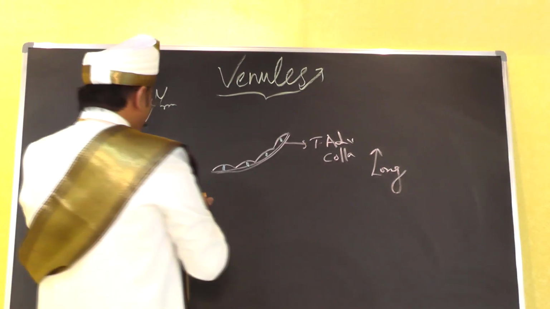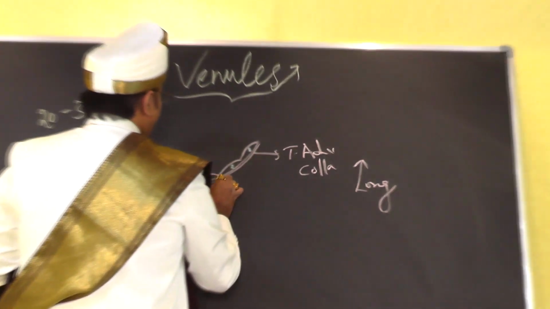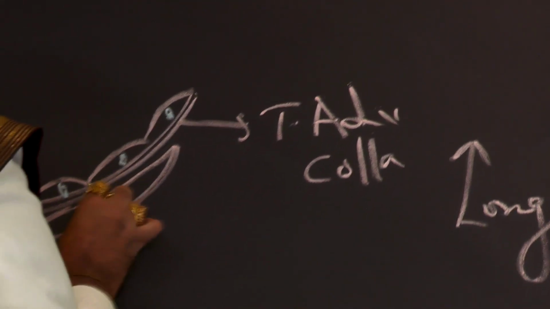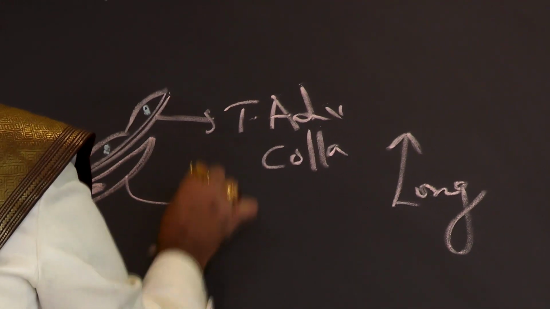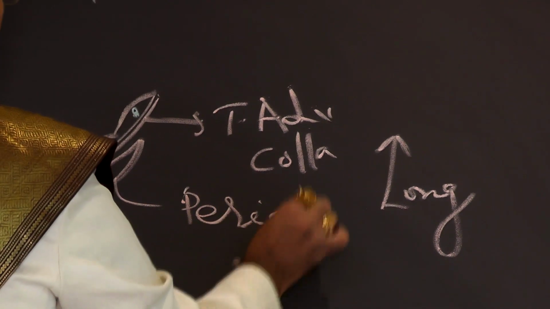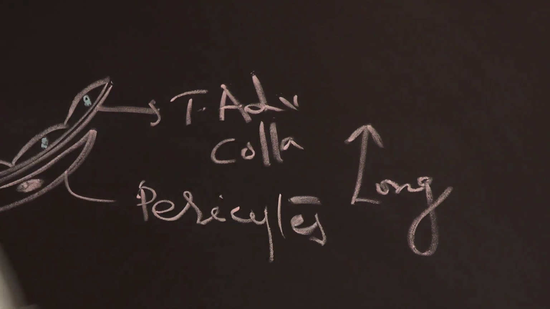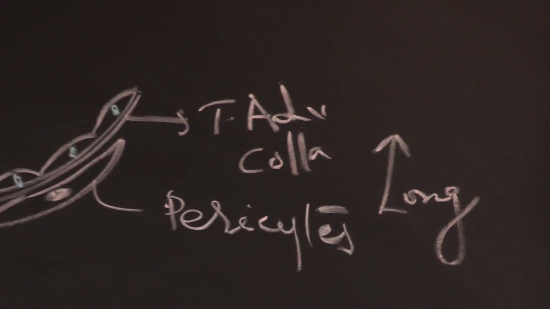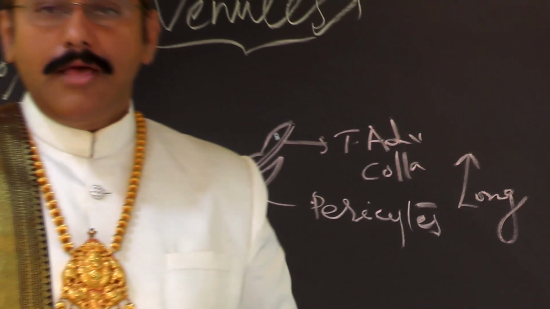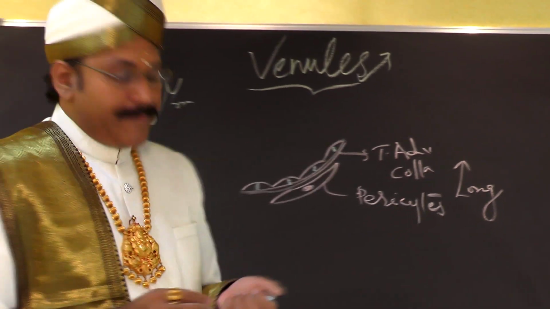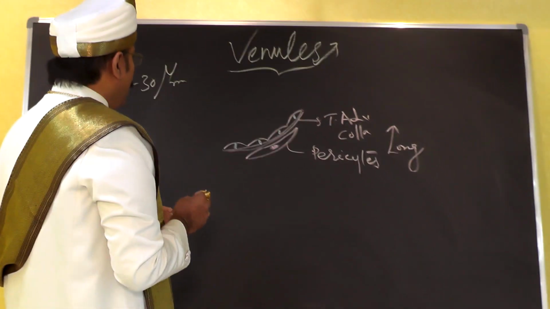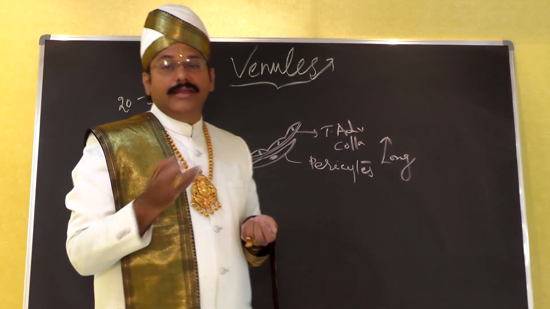And then you have got some cells which are very flat. And these cells are called pericytes. In a very close approximation with the endothelium of the venule, you are having these cells called pericytes. And if you see this venule, what is the difference between a vein and a venule?